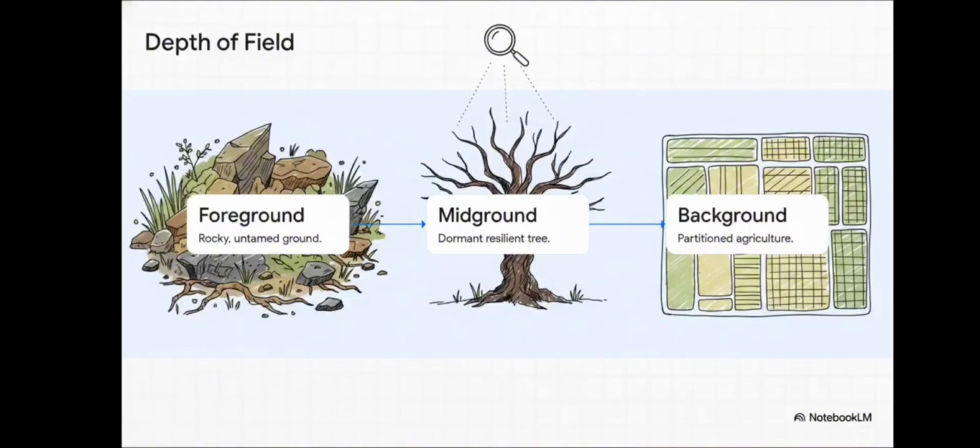Step 2 is our midground, which is dominated by that resilient, dormant tree bridging the gap. But step 3, that is where the narrative completely flips. As your eye reaches the background, the wildness just abruptly stops. It's replaced by a really neatly partitioned landscape. We're transitioning visually from a world ruled by nature to a world very clearly ruled by humans.